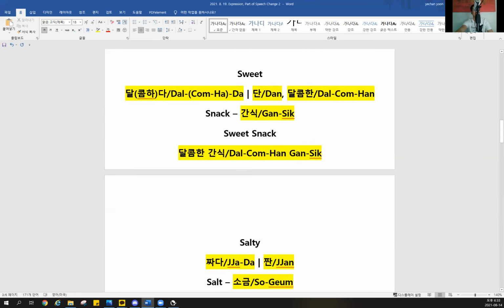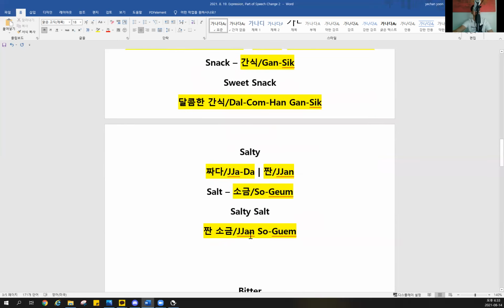Okay, let's go to the next one. Salty, how you can say? Salty, you can say 짜다. Double consonant. You have to emphasize the pronunciation. 짜다. Changing form is 짠. Salt. For the example, the Korean is 소금. So salty salt is gonna be 짠 소금.